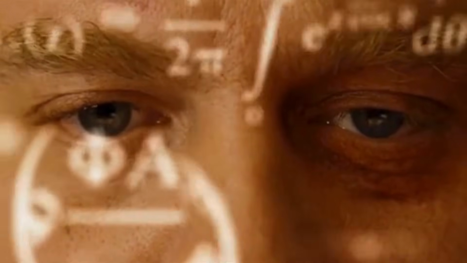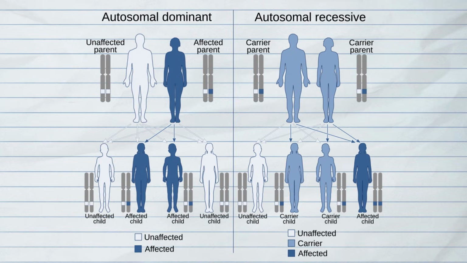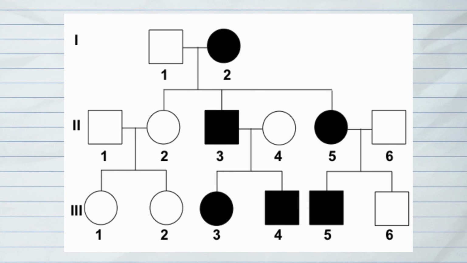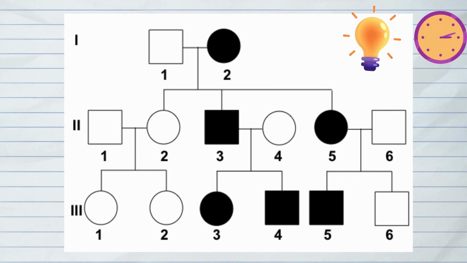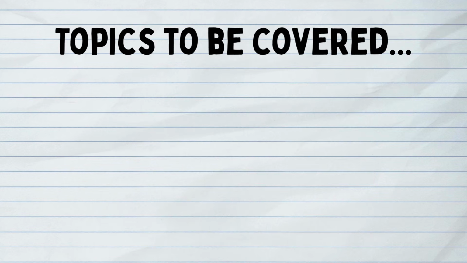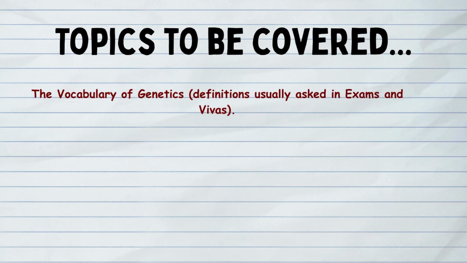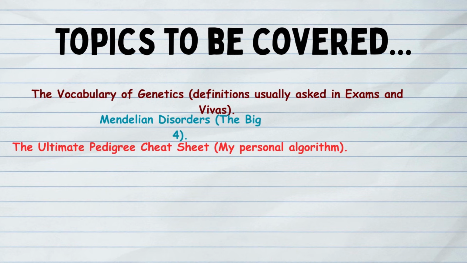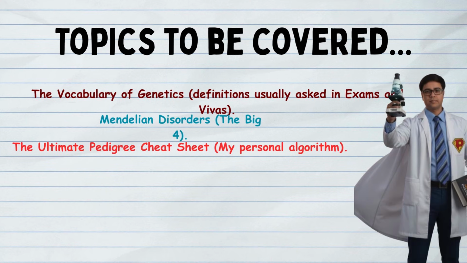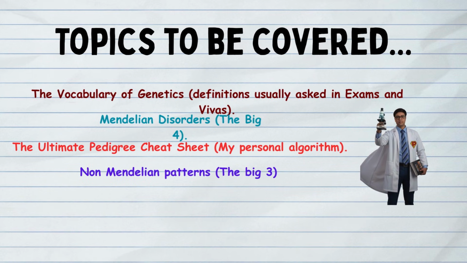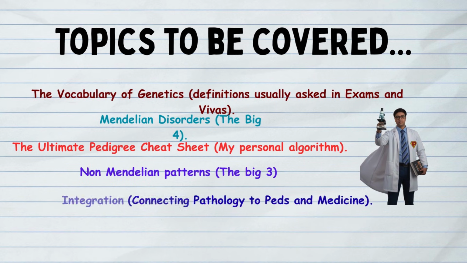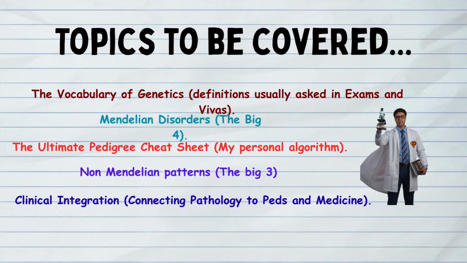By the end of this hour, you will not only understand the difference between autosomal dominant and recessive, but you will also look at a pedigree chart and solve it in under 30 seconds. We will cover the vocabulary of genetics, Mendelian disorders, the big four, the ultimate pedigree cheat sheet, my personal algorithm, non-Mendelian patterns, the big three, and we'll conclude the lecture with studying the clinical integration, connecting pathology to pediatrics and medicine. Let's dive in.